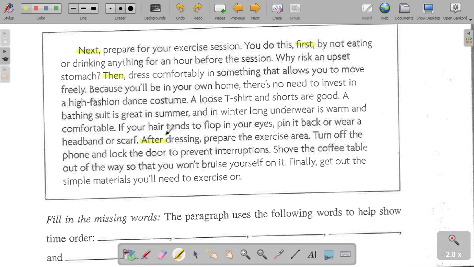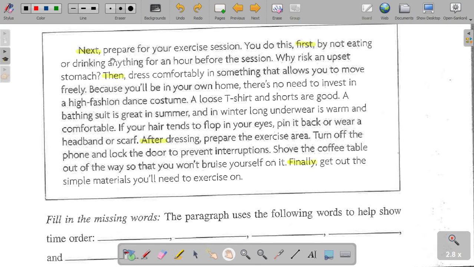After dressing, prepare the exercise area. Turn off the phone and lock the door to prevent interruptions. Shove the coffee table out of the way so that you won't bruise yourself on it. Finally, get out the simple materials you will need to exercise on.